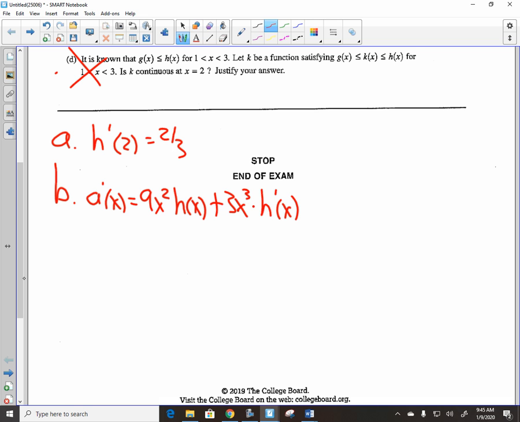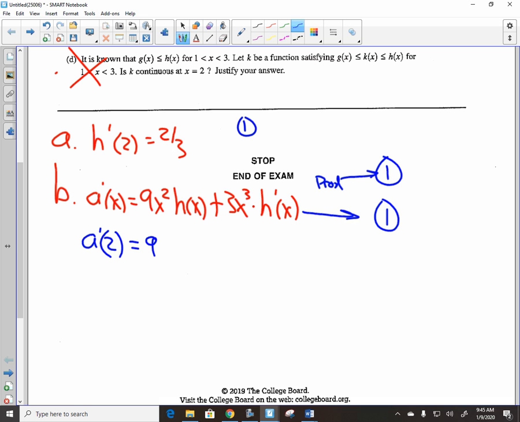Okay? So that's what you have in that situation. This is worth 1 point here. If you have the product rule, that's worth 1 point. If you got that expression, that's 1 point. And if you got a prime of 2, that's a point as well.